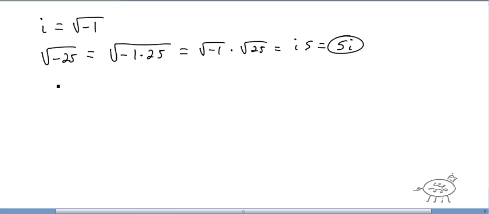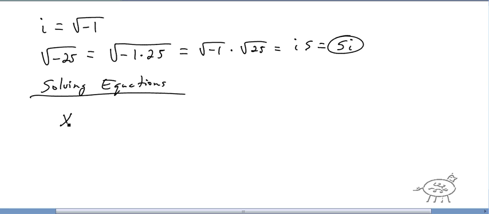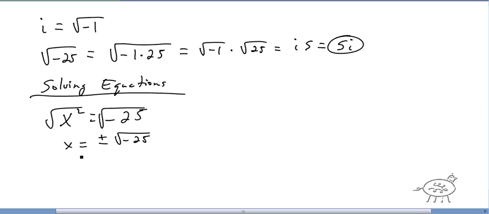Okay, let's do some solving equations. If I gave you x squared equals -25, well, we take the square root of both sides, and we get x is equal to, and don't forget, this is huge, people, plus or minus the square root of -25. And then we just simplify that, as we just did up here. So really the answer is plus or minus 5i.